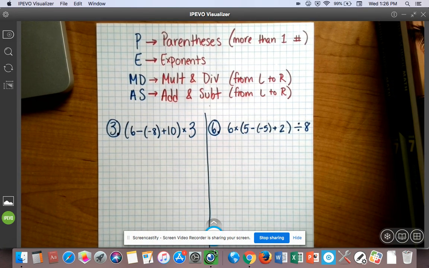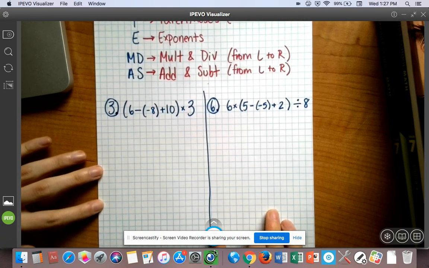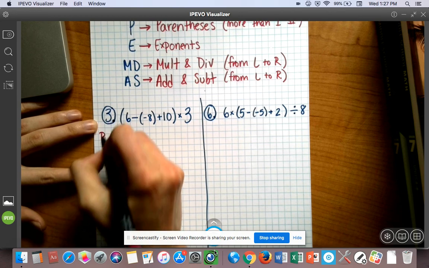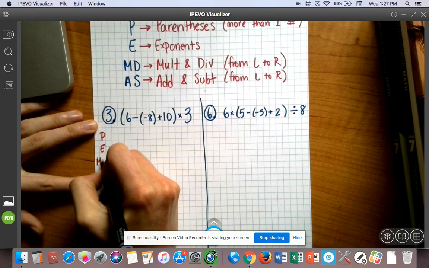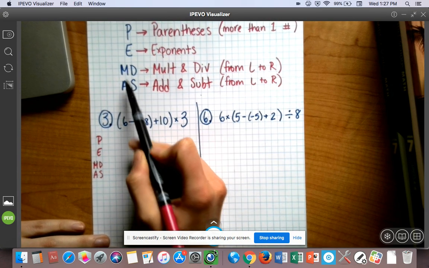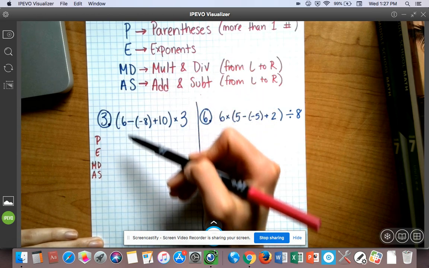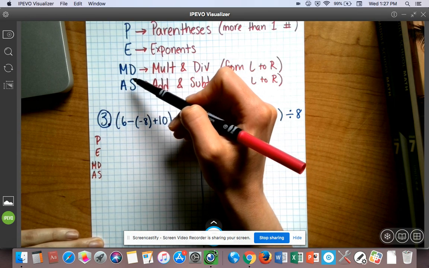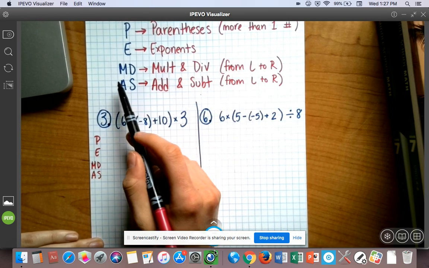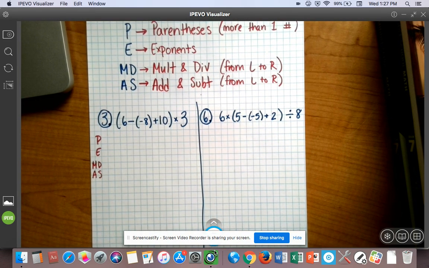All right, so for each problem, I'll write out P, E, M, D, A, S. The reason I have M, D and A, S written side by side is because when it's written all down, some people might think multiplication comes before addition. But if it's written like this, it's moving from left to right. So hopefully that helps a little bit.